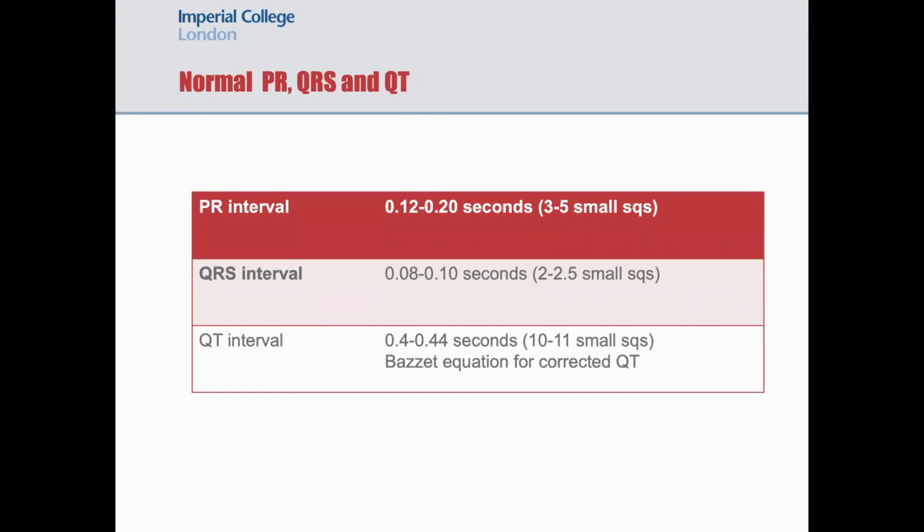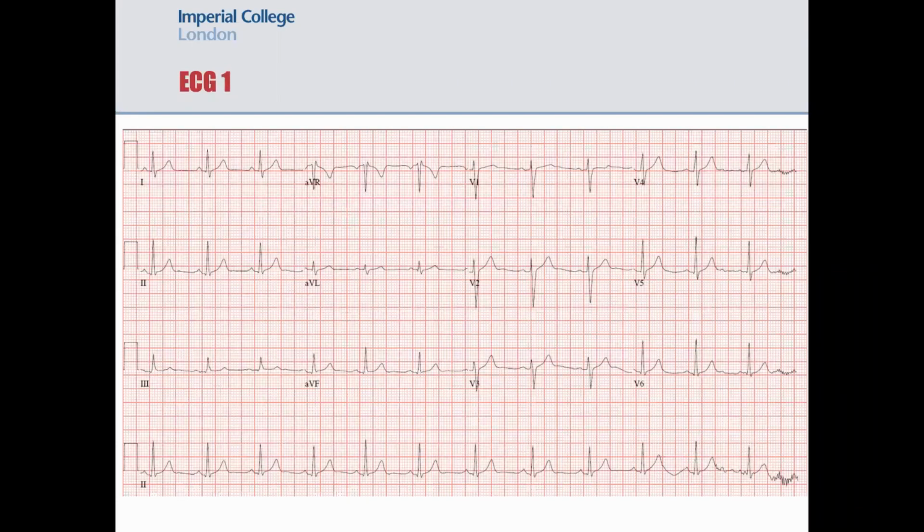Okay, so I've got 10 ECGs prepared, and I'm going to ask questions based on the ECG, and I want you all to just put your answers in the chat, okay? With this one, can people just type in what's the heart rate, what's the rhythm, and what's the cardiac axis in the chat?